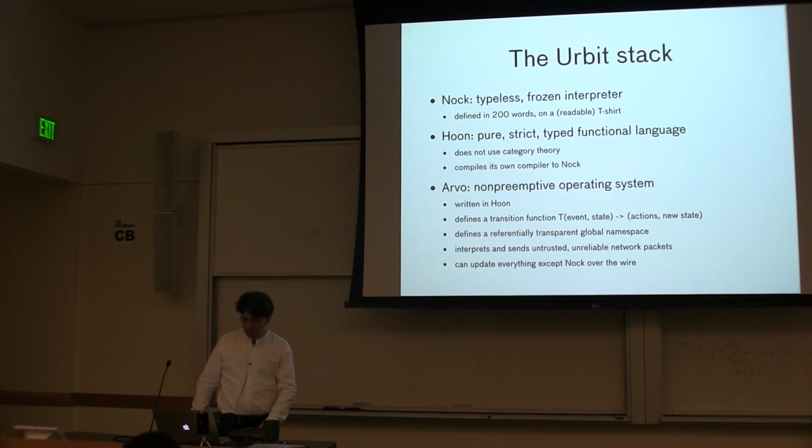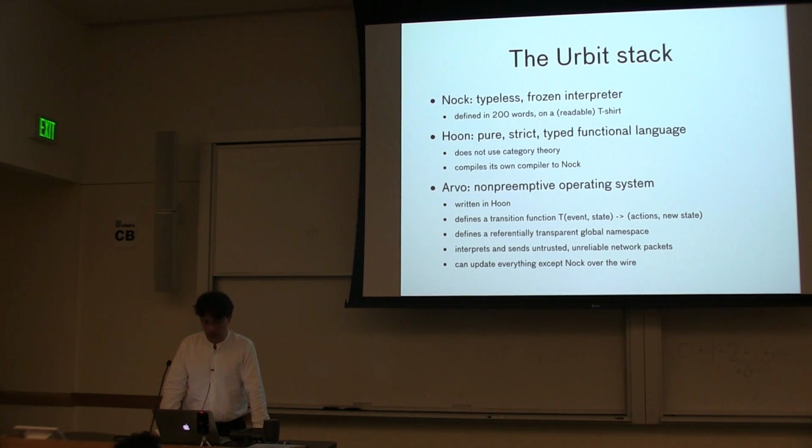So the bottom of the stack is this thing called Nock. It's a typeless frozen combinator interpreter, non-lambda. It's defined in 200 words. It fits on a T-shirt. I'm not wearing the T-shirt today, but I'll wear it tomorrow. I know, it's a bad choice.